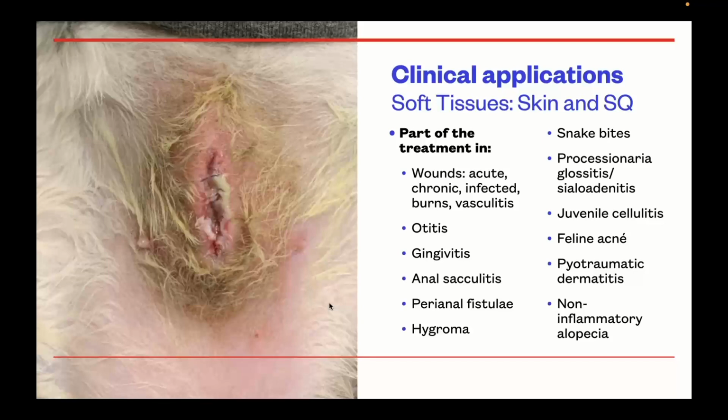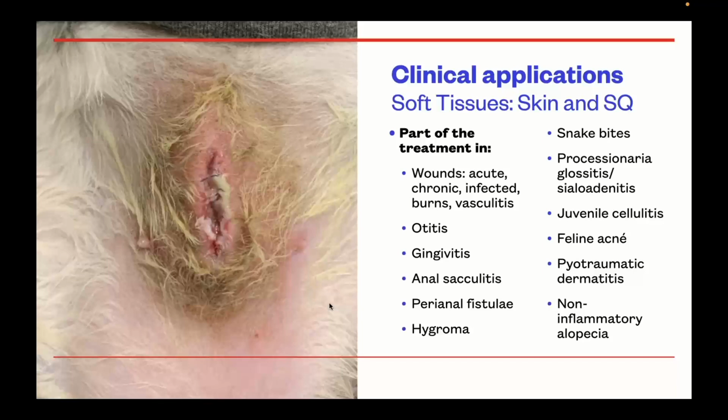And these two phenomena are probably something we don't want to stimulate in an oncologic one. Laser therapy can also be incorporated to the treatment of otitis and gingivitis, sialoadenitis, perianal conditions like sacculitis and fistulae, and quite a wide variety of dermatological conditions like hotspot, non-inflammatory alopecia, and cellulitis, and others.